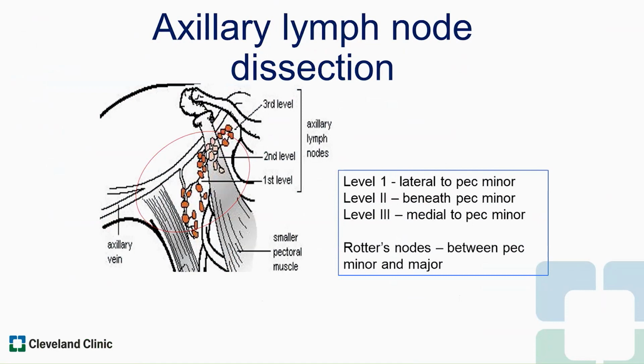This is defining the border. A level 1 is lateral to the pec minor, level 2 is beneath the pec minor. Now level 3 is what we used to do with a radical mastectomy, but we don't do that anymore. But those are lymph nodes that are medial to the pec minor. Rotter's nodes are lymph nodes that are located between the pec minor and major muscle.